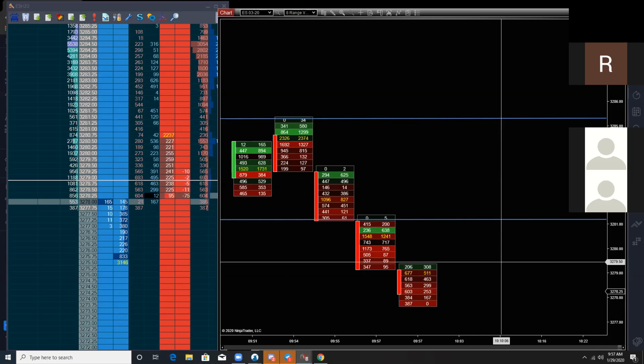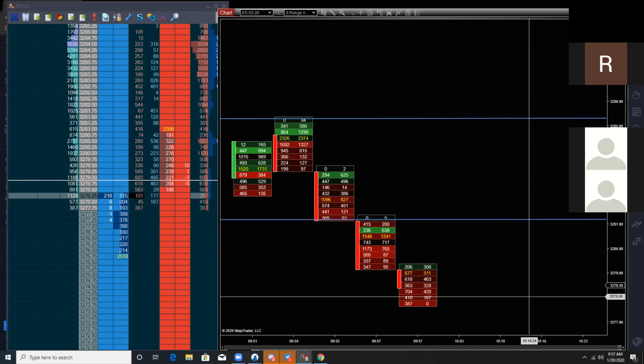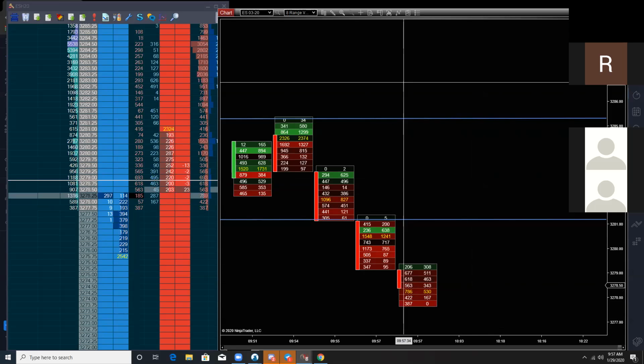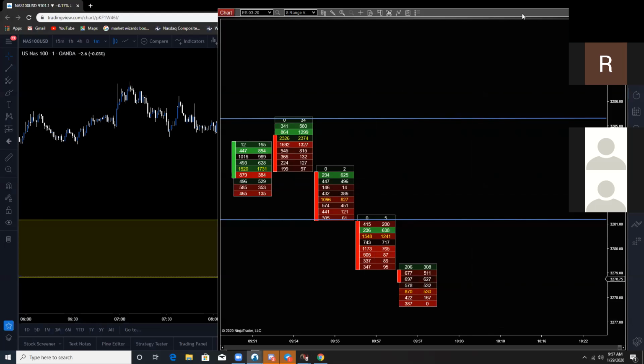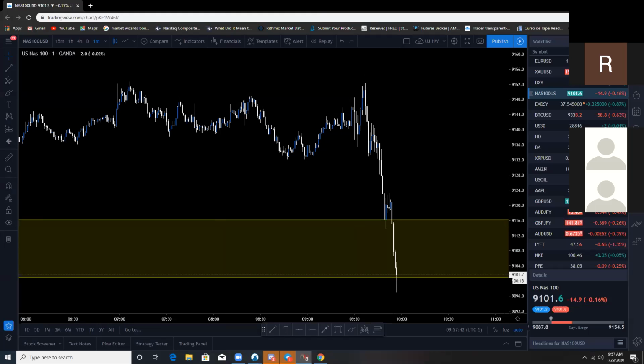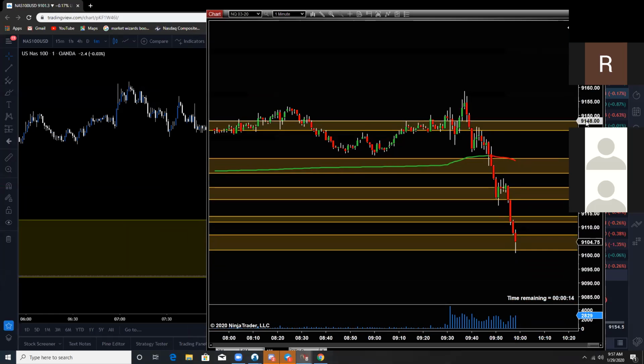Bro, look at that zone, bro. Wow. Close NAS, this is S&P. I know, but they're both moving the same, man. Yeah. Wow. I'll show you NAS. NAS is scary. Bro, I'm too far away from that price right now. This is my 1 minute NAS.